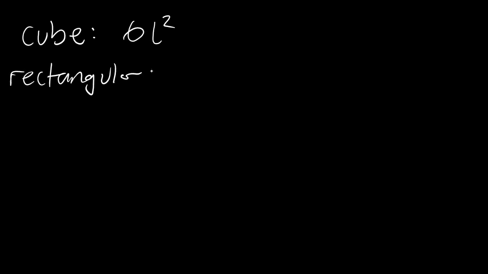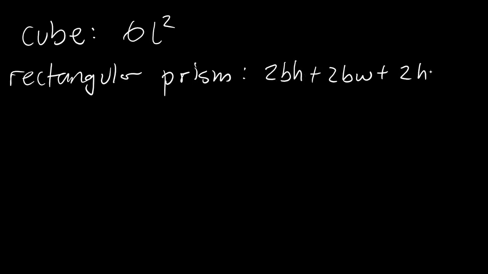Alright, so before we get started, let's take a look at the formulas that we're going to use today. Of a cube, it's 6 times the length squared. Of a rectangular prism, it's 2 times the base times the height, plus 2 times the base times the width, plus 2 times the height times the width.